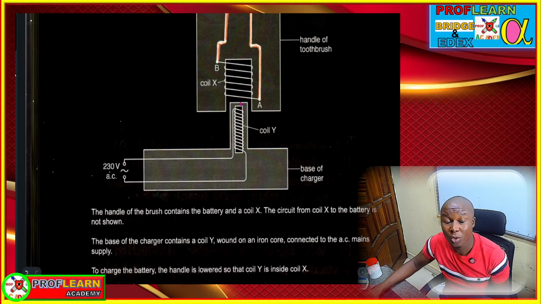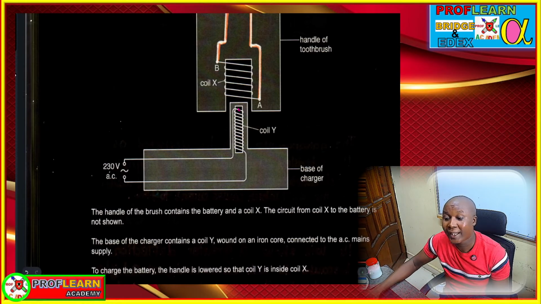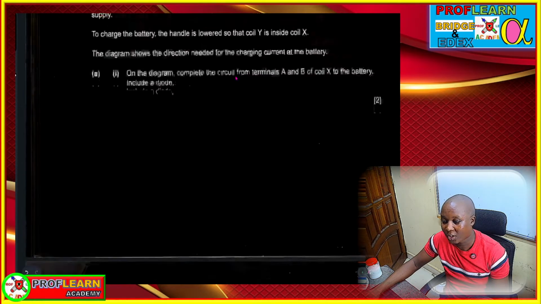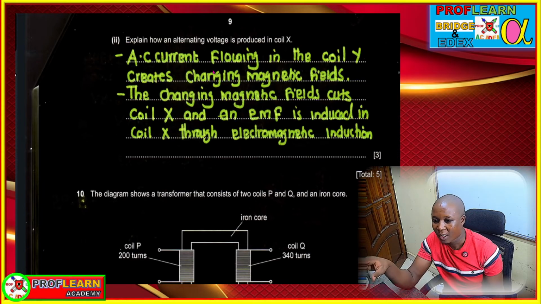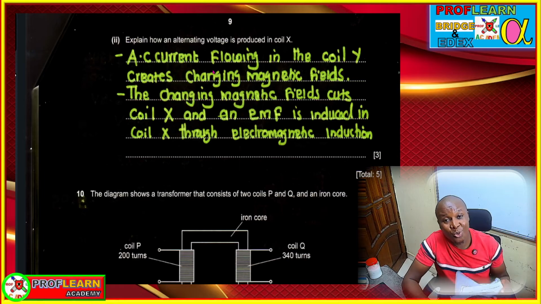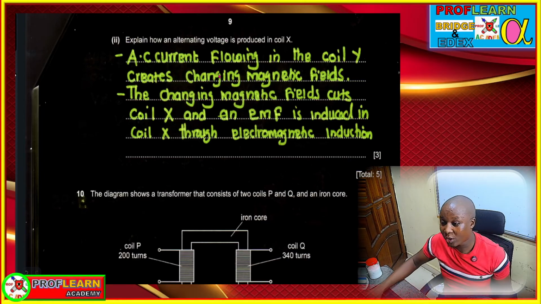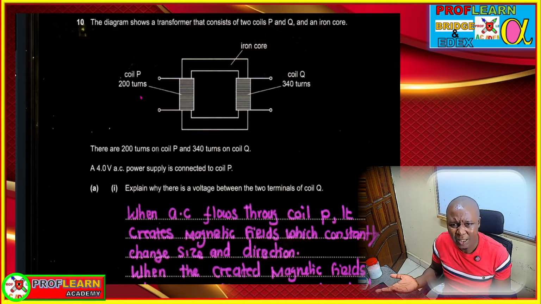Remember, these two coils are not connected in any way, but when there is an alternating current in this coil, a magnetic field is created, and this magnetic field is constantly changing size and direction. When it cuts through coil X, an EMF is induced through electromagnetic induction, and that's basically what you are supposed to state in this part. As AC current flows in coil Y, it creates changing magnetic fields. The changing magnetic field cuts across coil X, and an EMF is induced through electromagnetic induction. So you can see these questions will always be the same, it's only the scenario that's going to change. The explanation is basically the same.